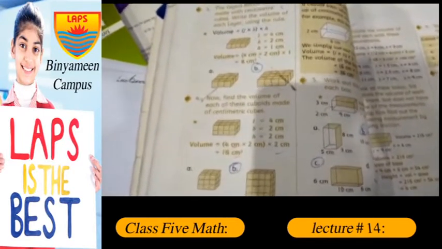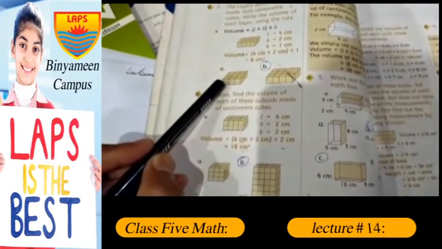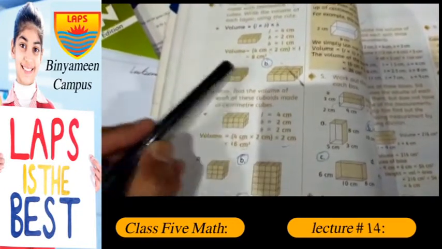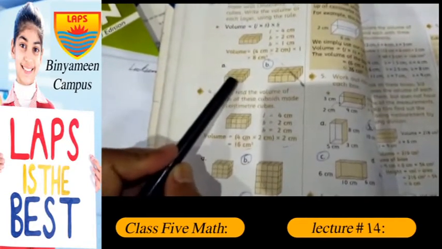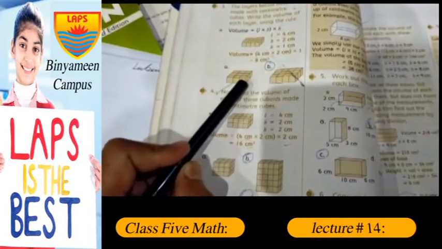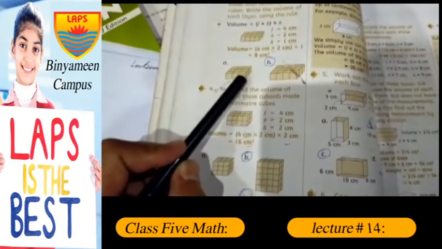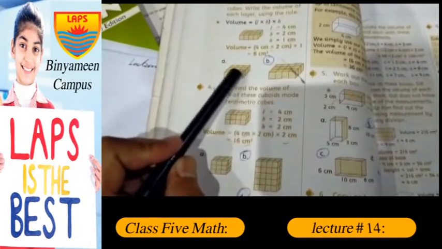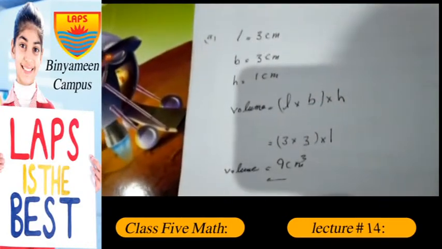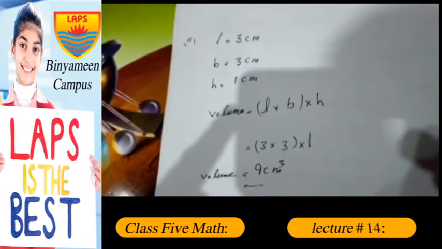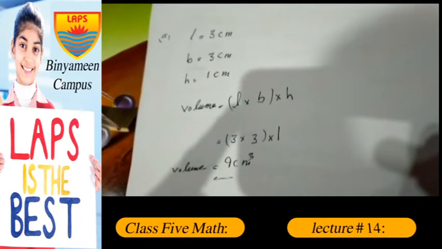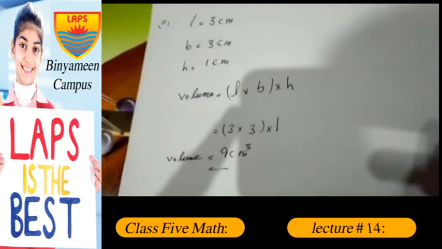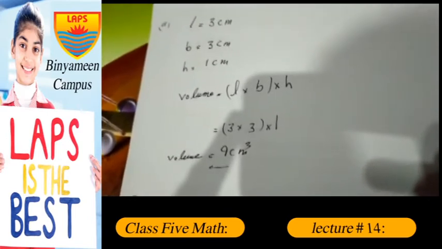Part 1. Count these blocks. 1, 2 and 3. Then 1, 2 and 3. Height is only 1. Length is 3. Breadth is 3. Then height has only one block, so you say 1 centimeter. Part A done for you. Length 3 centimeter, breadth 3 centimeter, height 1 centimeter. Volume is length multiplied by breadth multiplied by height. Then first example, part A, question number 3 done.